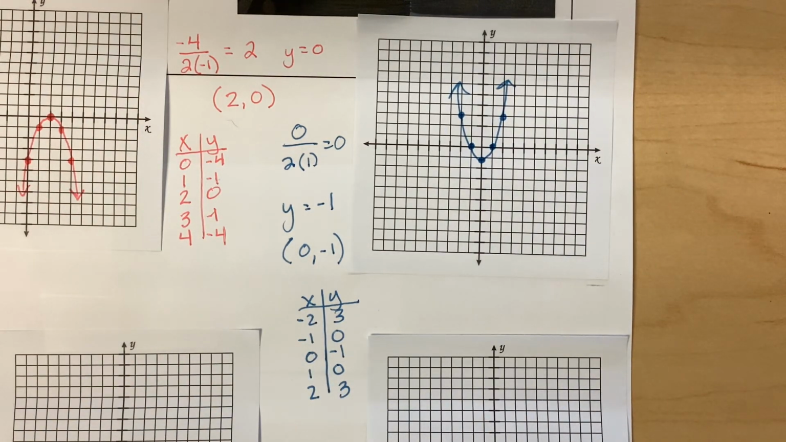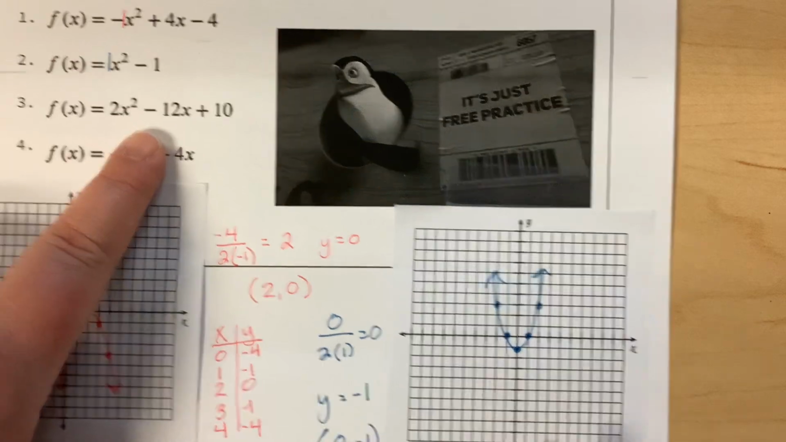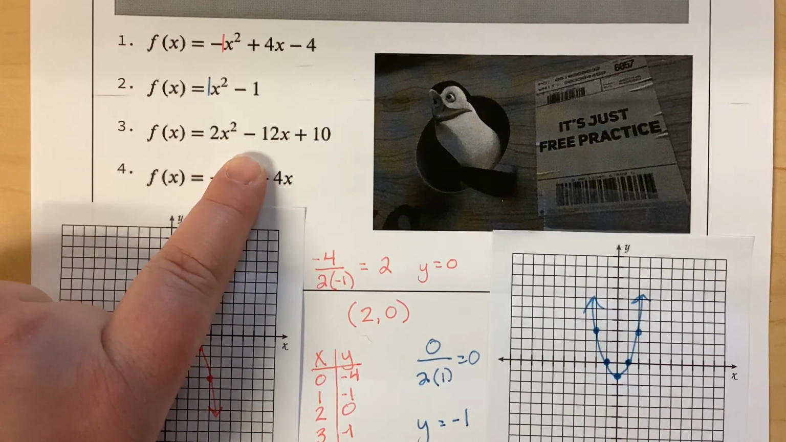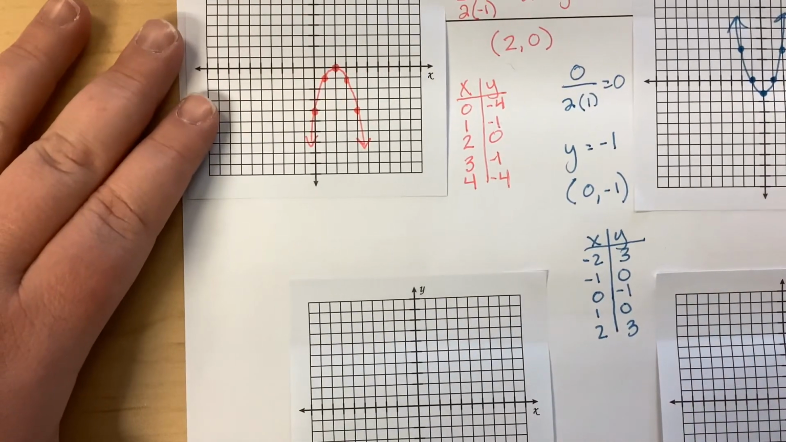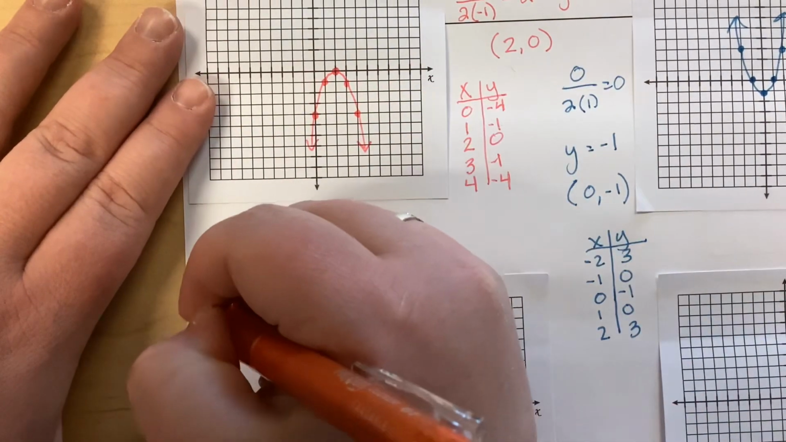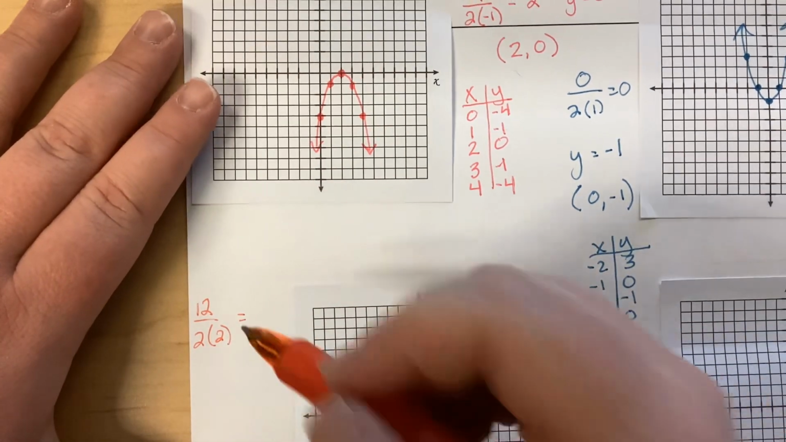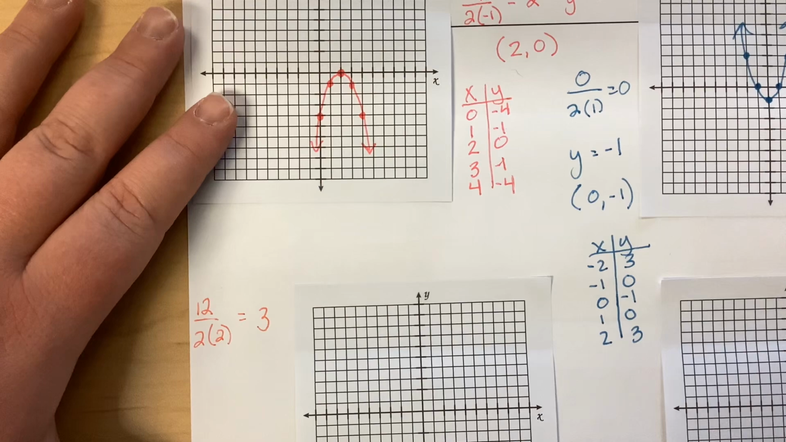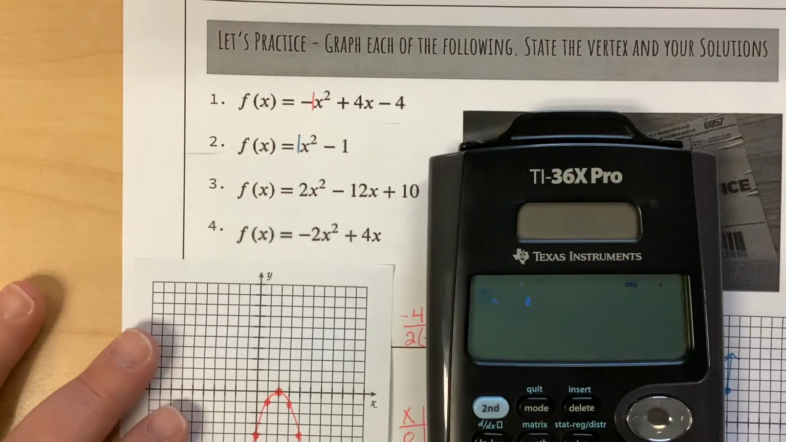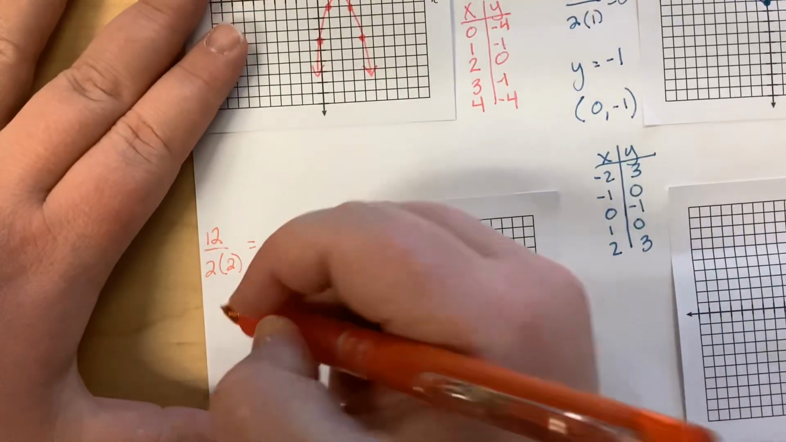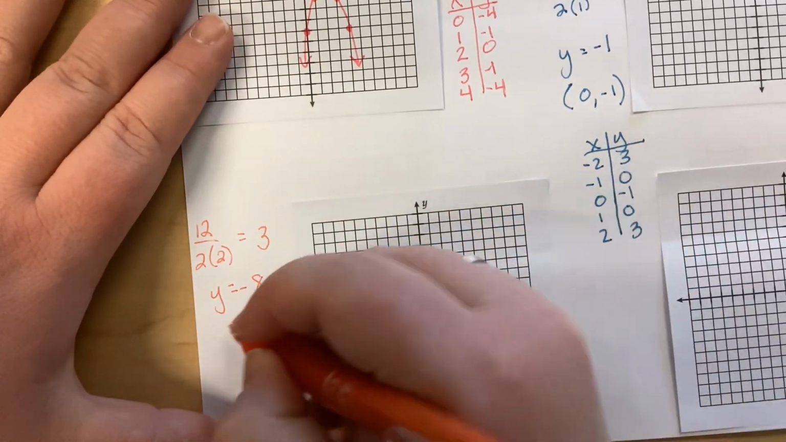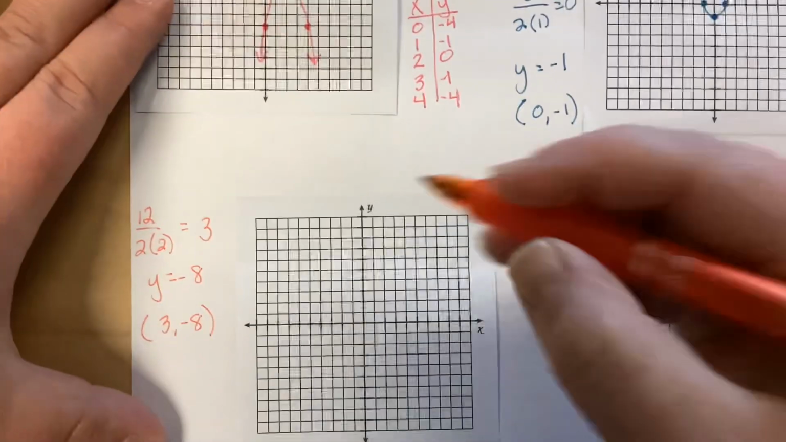All right, a couple more. This next one here is 2x squared minus 12x plus 10. So a is 2, b is negative 12, and c is 10. Okay, so opposite of b is 12. So 12 over 2 times a is 2. 2 times 2 is 4, and 12 divided by 4 is 3. So we're going to plug that in to find our y. So 2 times 3 squared minus 12 times 3 plus 10 is negative 8. So y is negative 8, meaning that my vertex is 3, negative 8.